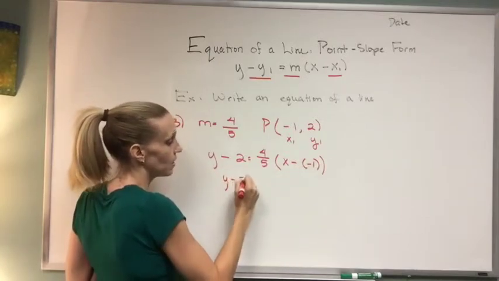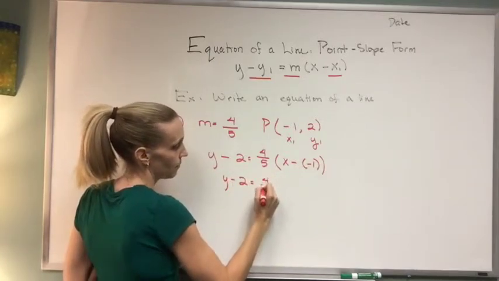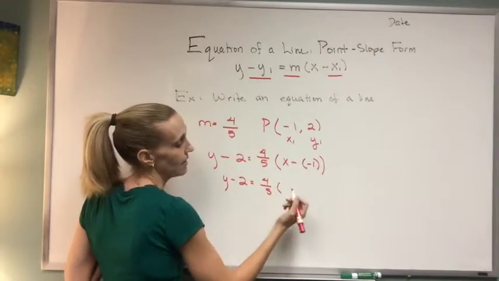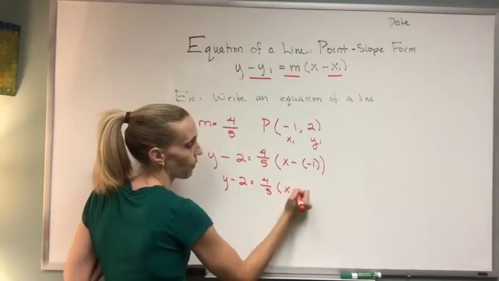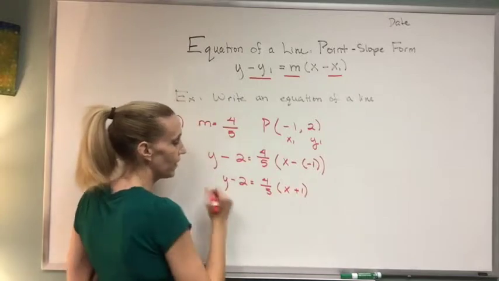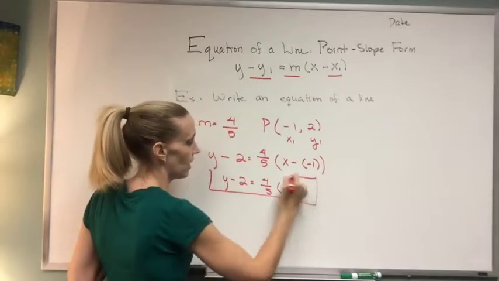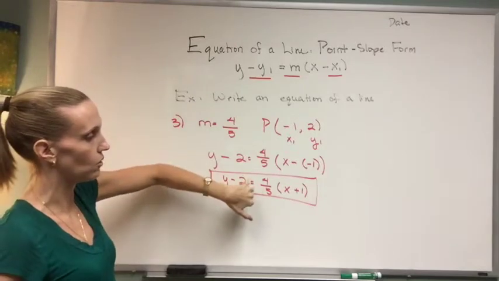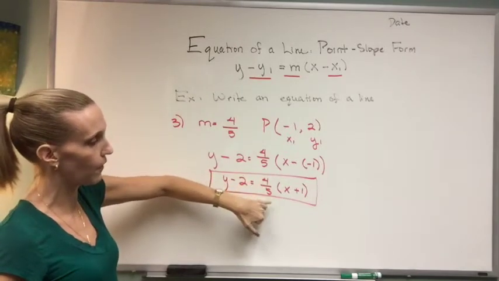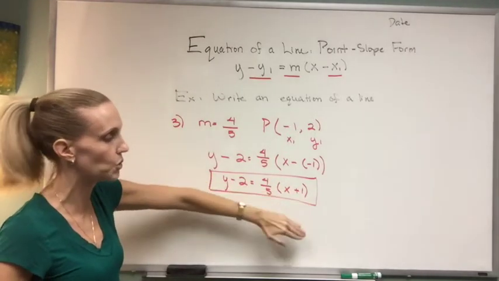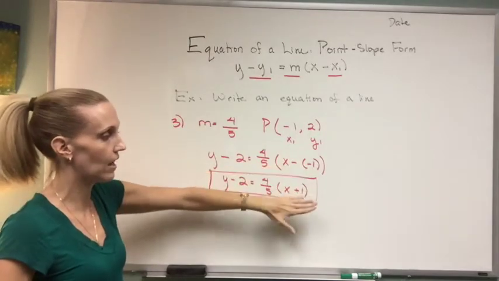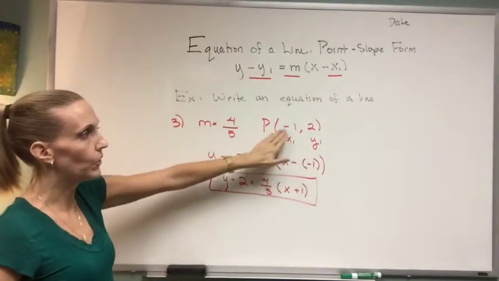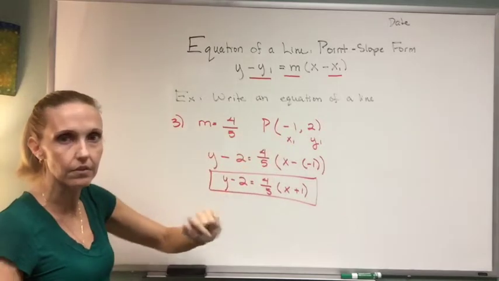So you have to simplify it, because we're not allowed to write x minus a negative. It's not in simplified form. So your final answer is actually this guy. It's y minus 2 equals -4/5, parentheses x plus 1, because a negative minus a negative is a positive. So be really careful when your points are negative.